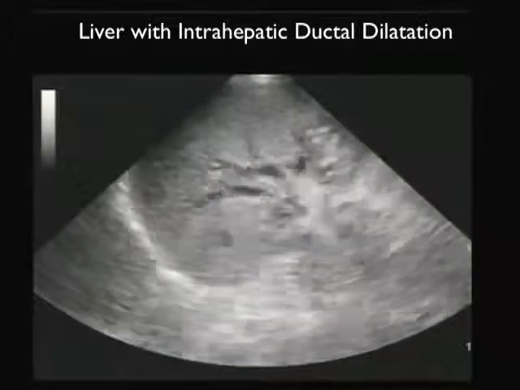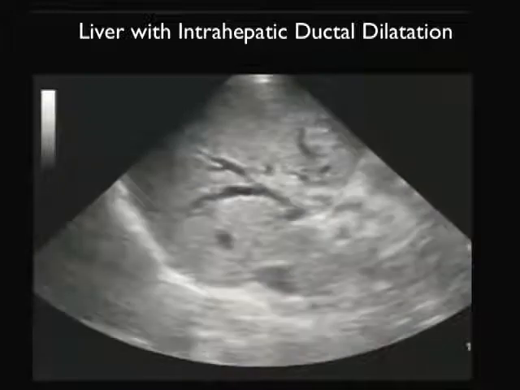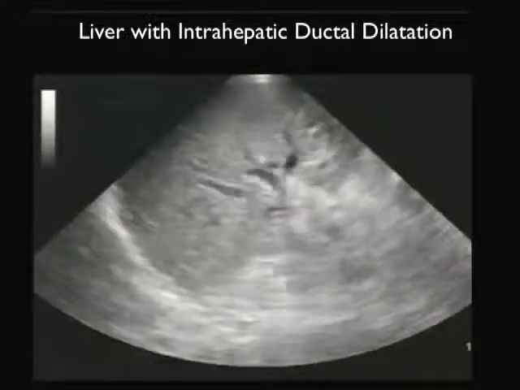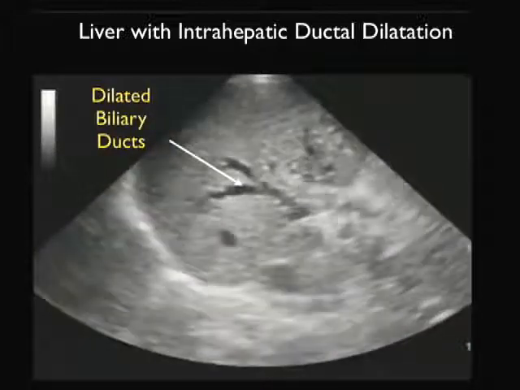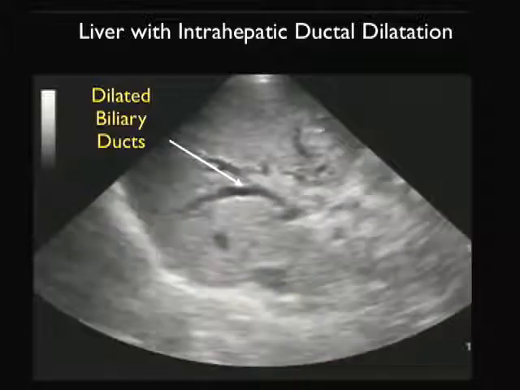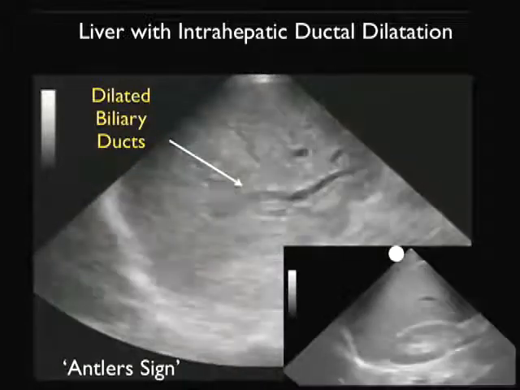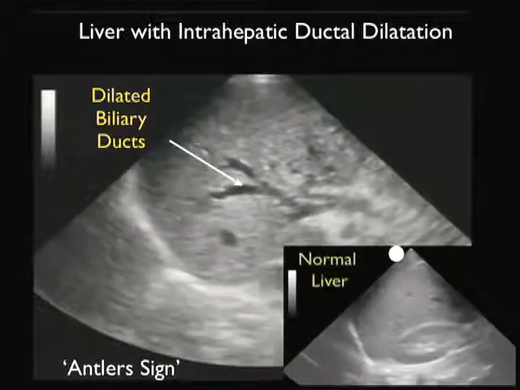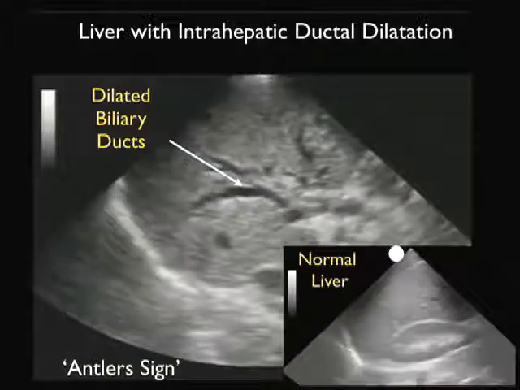Here's an interesting image showing intrahepatic ductal dilatation in a patient who had biliary obstruction. And what we see here is the appearance of dilated biliary ducts crisscrossing through the liver. And as we see here, the liver now has a channel-like appearance. We call this the antler sign, as what it appears like is the ends of the dilated biliary ducts look like antlers on a moose.